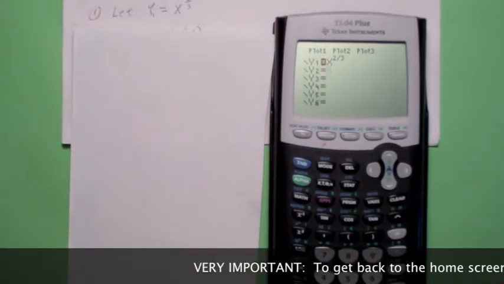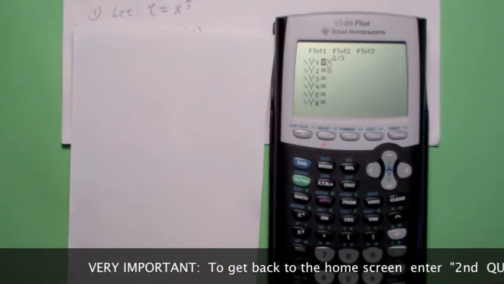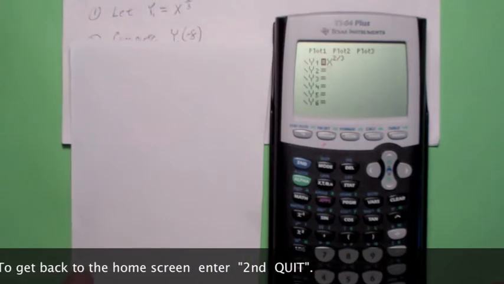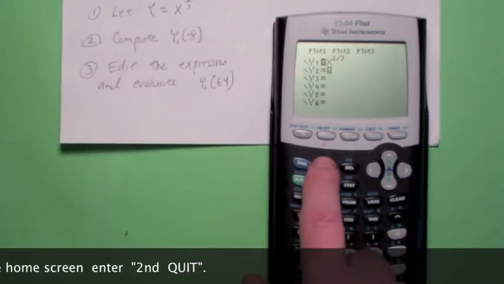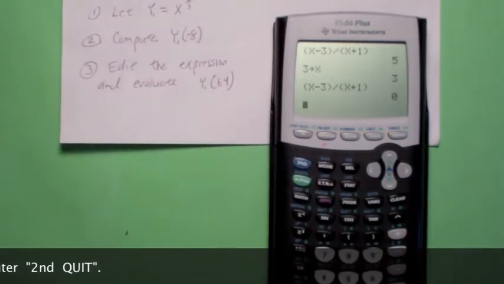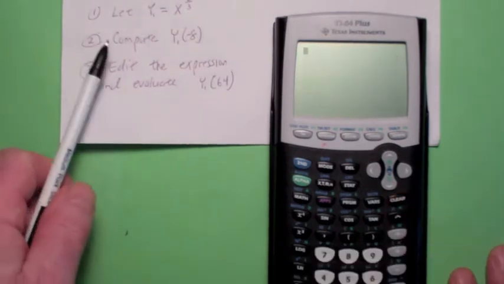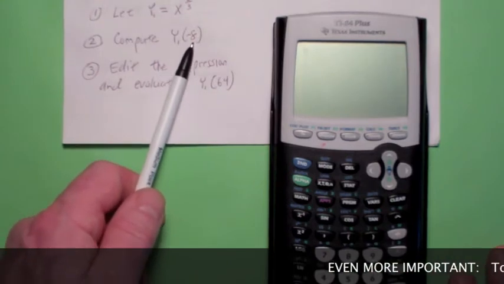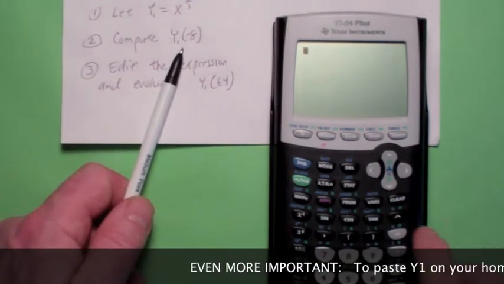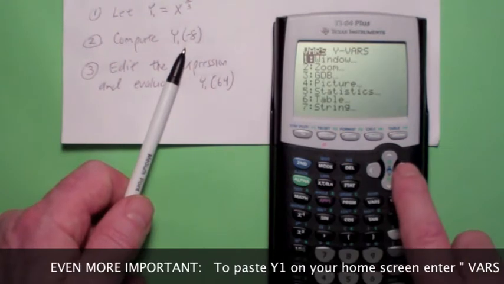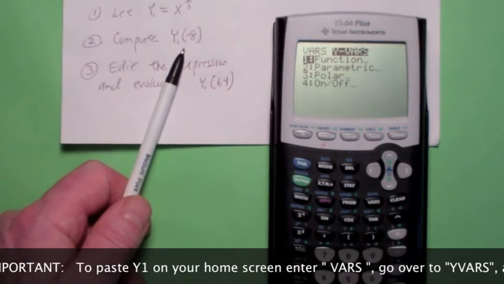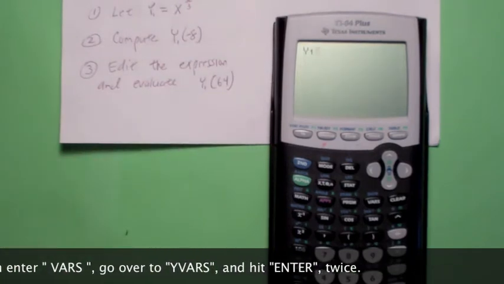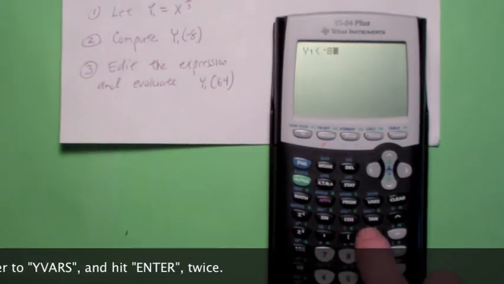Now this is really important. How do I get back to my home screen, which is where I do my calculations? The way you get back to your home screen is to hit second and quit. That brings you back to your home screen. I'm going to also clear all this stuff. So now this is even more important. How do you enter y1 of negative 8 now? You hit vars, go over to y-vars, and hit enter twice. The second time it pastes y1 on your home screen. Left parentheses, negative 8, close parentheses.